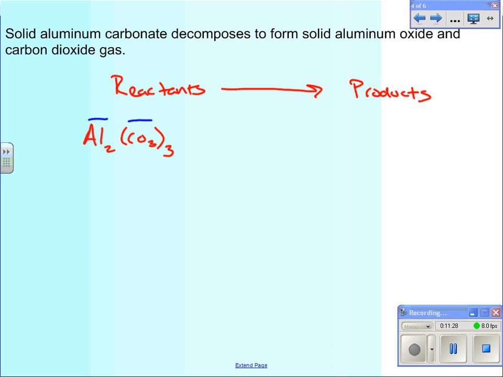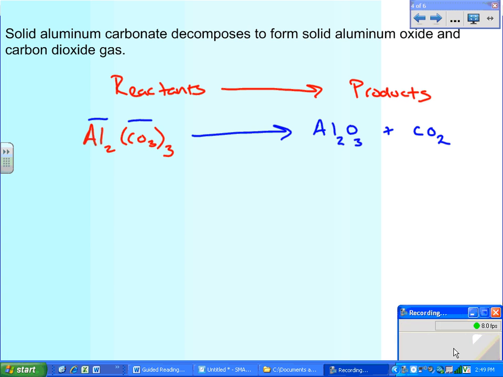It's going to decompose into solid aluminum oxide. And again, we're going to have to use our skills from last unit. Aluminum oxide is going to be Al and O, but in this proportion, Al2O3. And again, oxygen is -2, aluminum's +3, so that proportion gives us a neutral compound. And it also tells us we produce carbon dioxide gas.